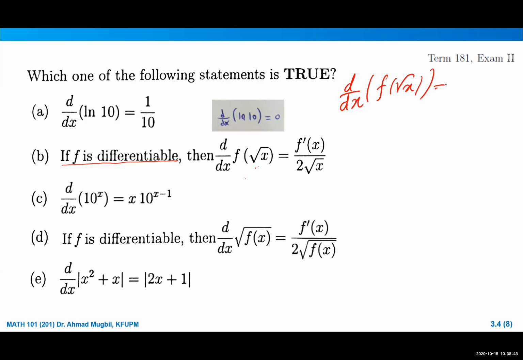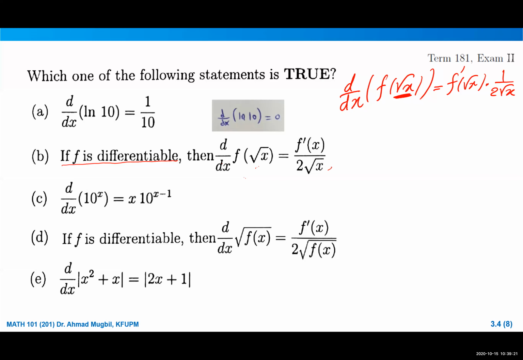What you will do? You will differentiate f as it is. Then you will multiply by what, Abdulaziz? Tell me. By the derivative of the square root. What is the derivative of the square root, Abdulaziz? 1 over 2 square root. Yes. I am Osama, doctor, not Abdulaziz, the one who asked. Excellent, Osama. So this will be, ya shabab, what? F prime of the square root of x multiplied by 1 over 2 square root of x.